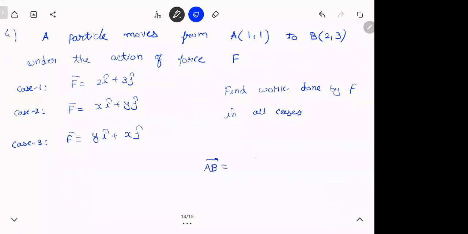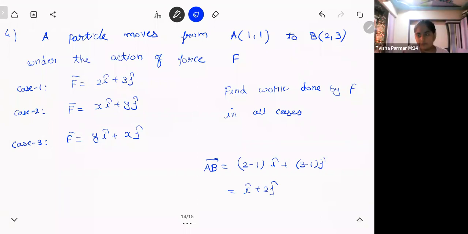How much is AB bar? The AB bar vector will be (2 minus 1) i cap, (3 minus 1) j cap, that is i plus 2j. This is the AB bar vector. B minus A, right? Final minus initial, you're going from A to B. So (2 minus 1) i cap, (3 minus 1) j cap.